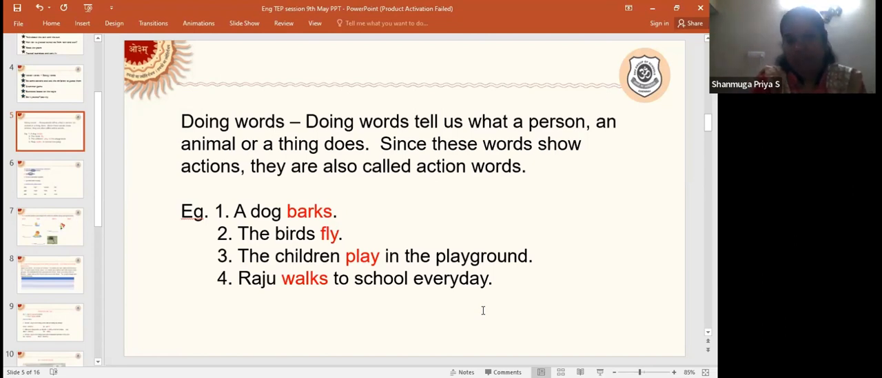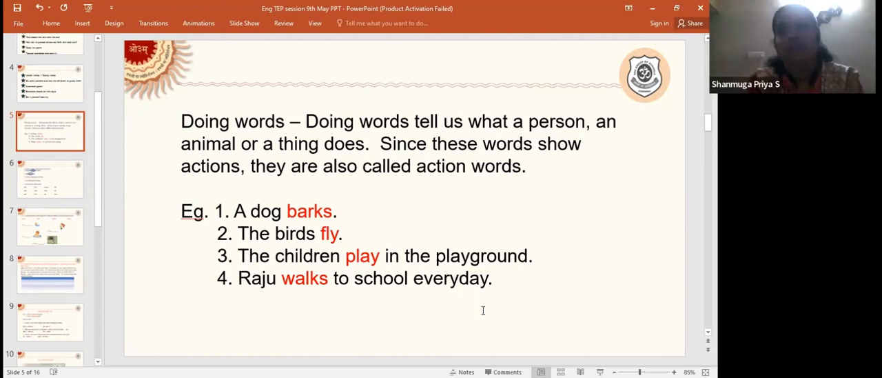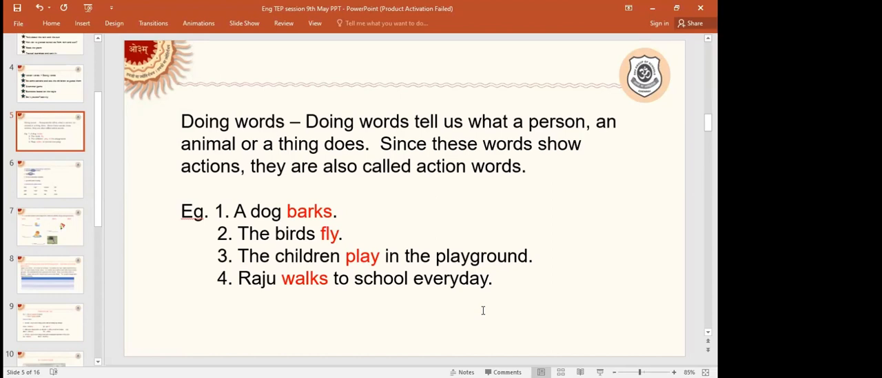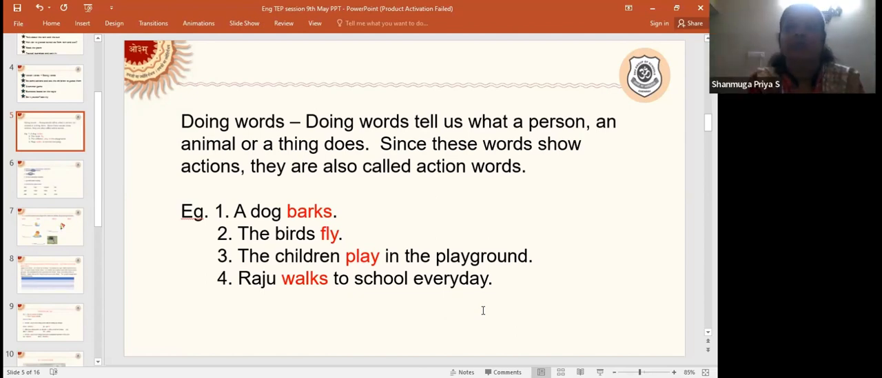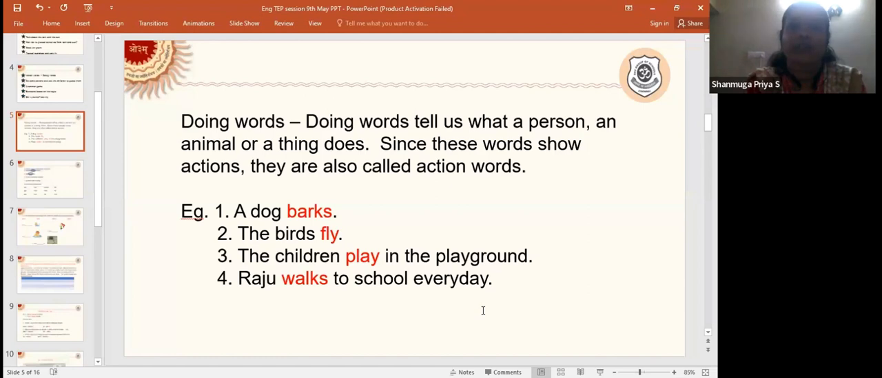We can ask them. Play, jump, hop, run, kick, skip. Yes, ma'am, skip. Very good. Throw the ball, kick the ball, slide, catch.